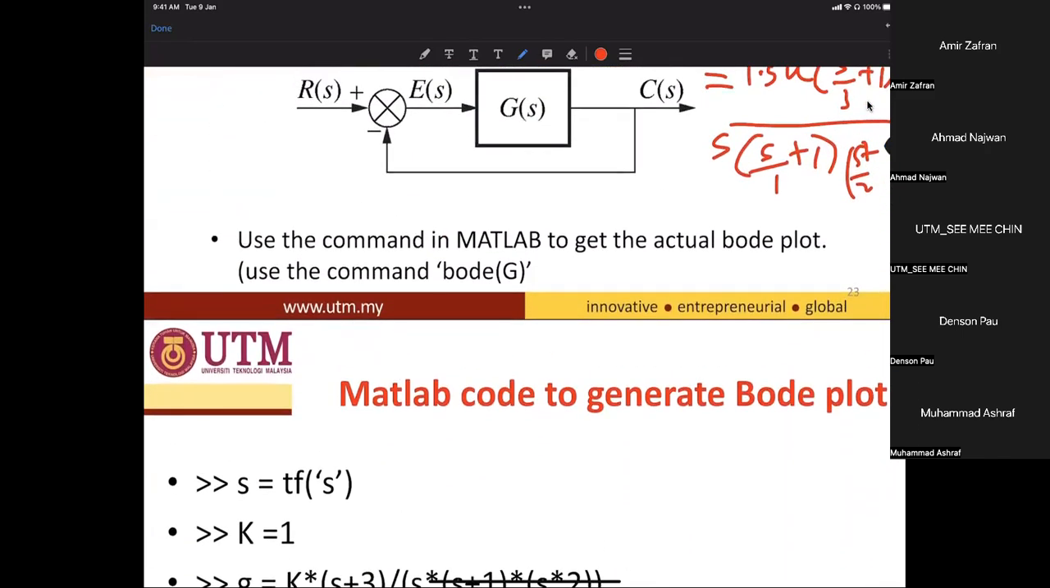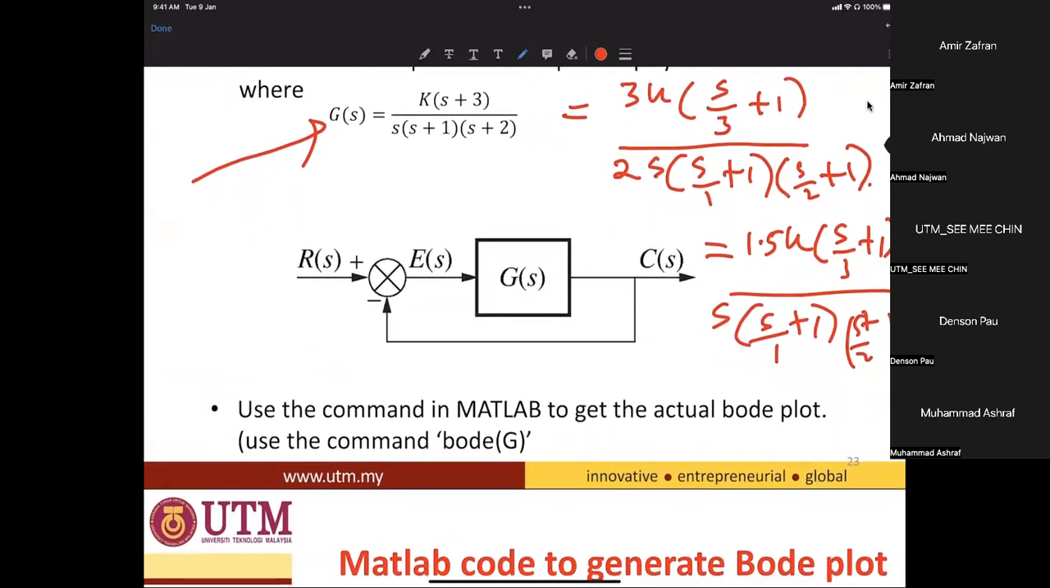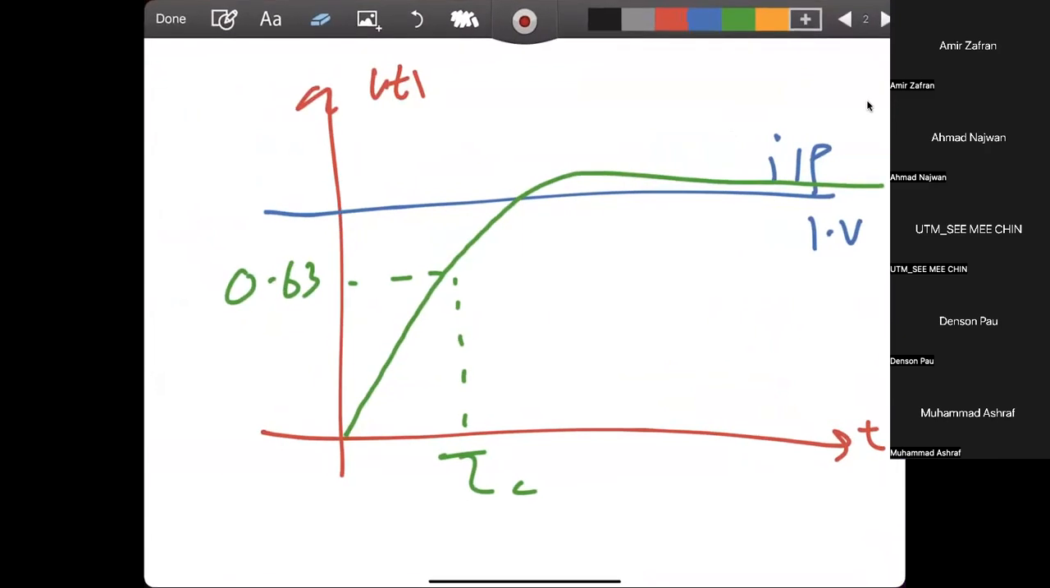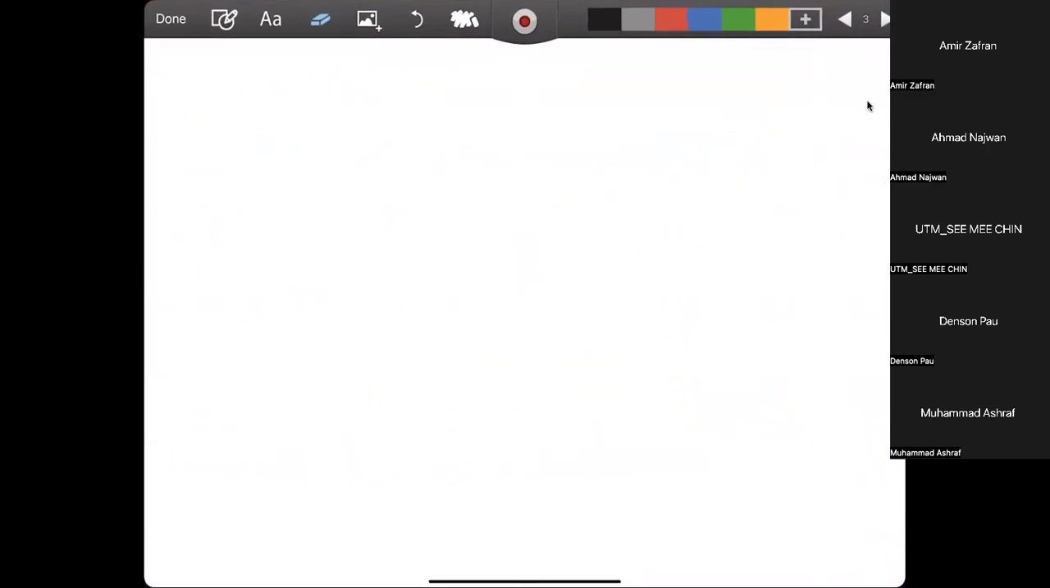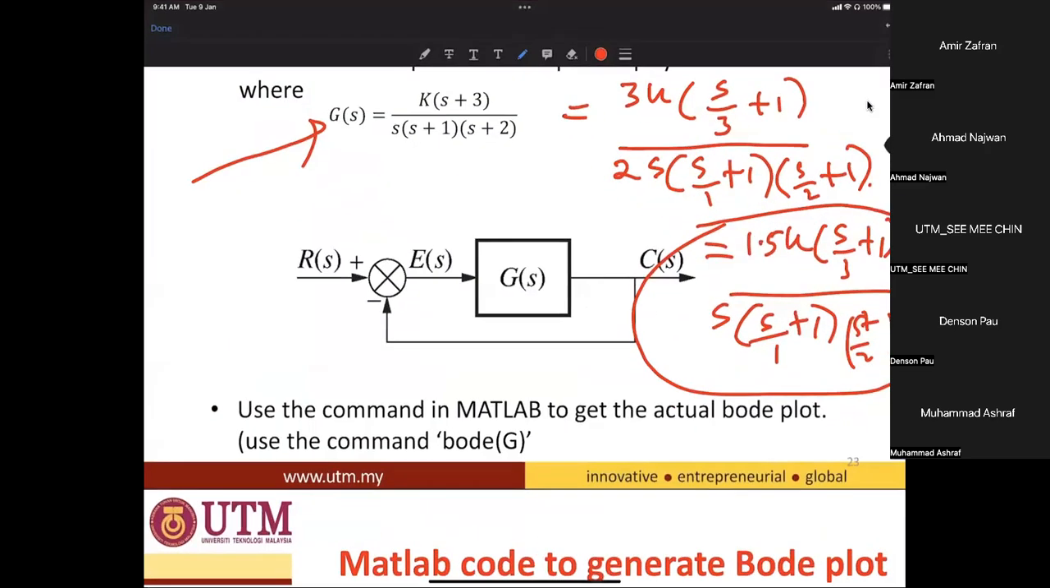So in test 2 and in the final exam, you are not required to draw with MATLAB, but you have to sketch, freehand draw, for this particular transfer function. So how to use a straight line approximation? We have to draw. So G(s) is 1.5K times (s over 3 plus 1).